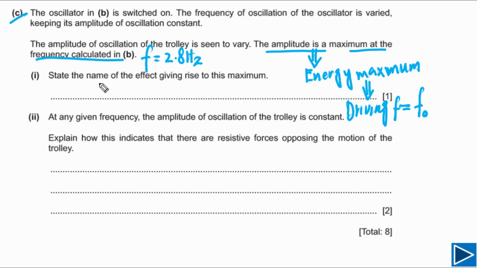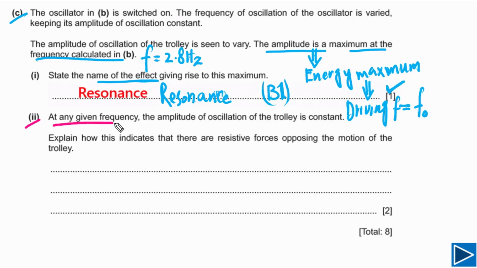The question is asking us to state the name of this phenomenon, and that phenomenon is called resonance. So for this question you need to write down resonance. This question has only 1 mark and this is a B mark, meaning you must write down resonance, because this mark is independent and it must be seen in your answer. If you simply write down resonance, you will get this 1 mark.